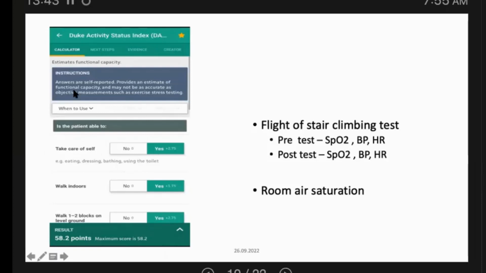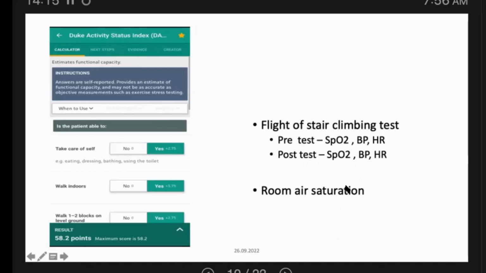So if we are unable to do this, at least we should do a flight of stair climbing test in the ward. When we receive a patient, we have to ask whether they can climb a flight of stairs. In ward 20, we have a nice flight of stairs where we can let the patient climb up and come back. So we can do the pre-test saturation, pulse rate and blood pressure, and let them go up the flight of stairs, ask them to come back and get the saturation, blood pressure and heart rate. So you know where you stand. You can exert the patient a little bit and see how much he can tolerate.